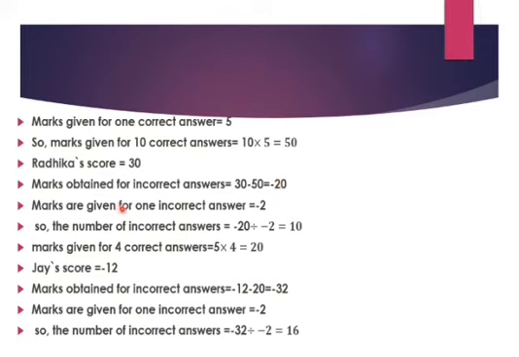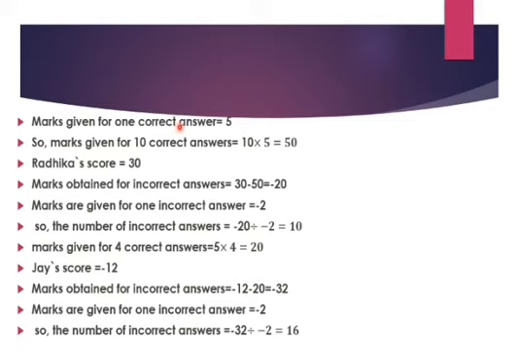Then marks given for 1 incorrect answer is minus 2, as given in this question. So the total marks for incorrect answers is minus 20. Then how many incorrect answers? The number of incorrect answers is minus 20 divides minus 2. Both of them are negative integers. Then we simply divide as whole numbers. 20 by 2 is 10, and put a positive sign. We get 10.